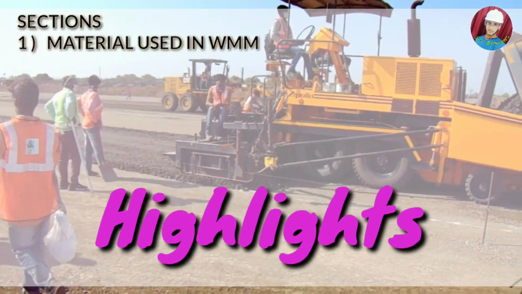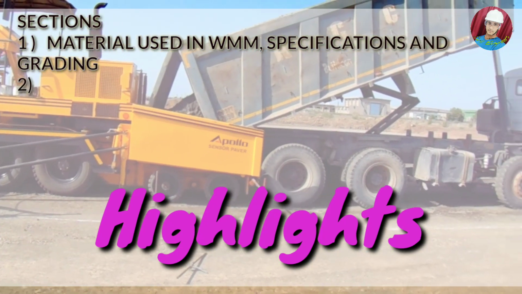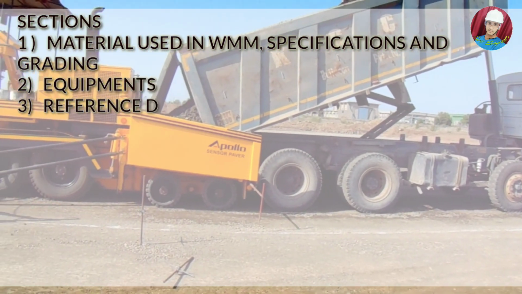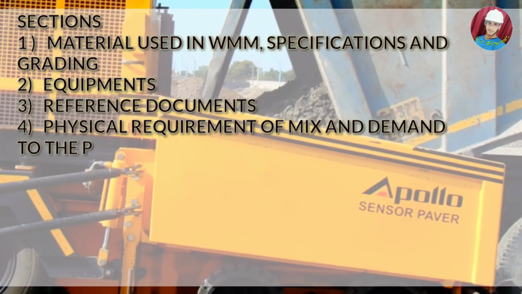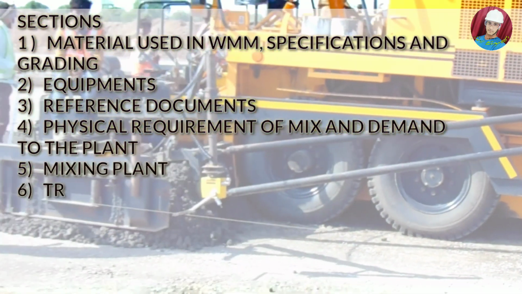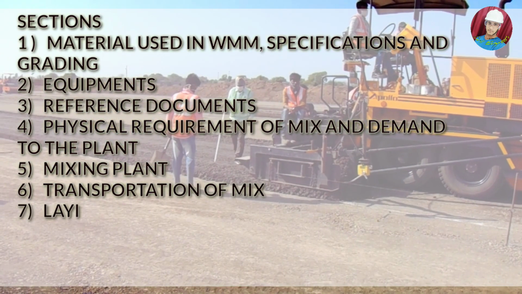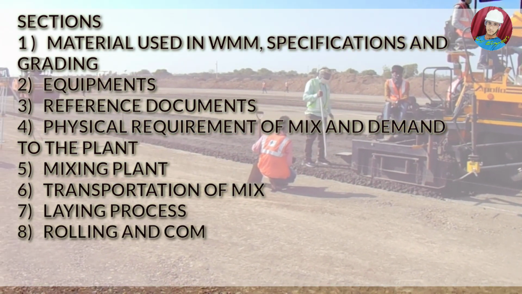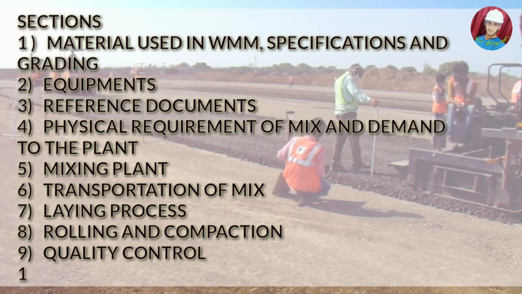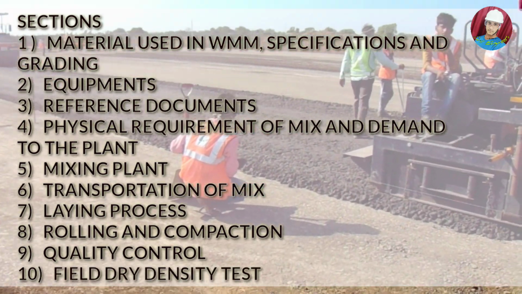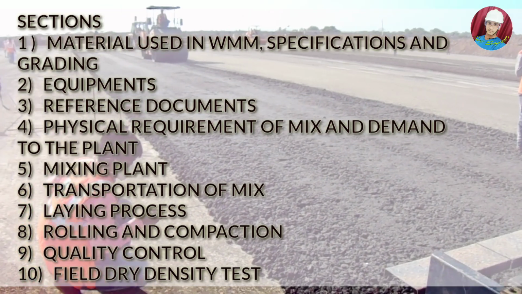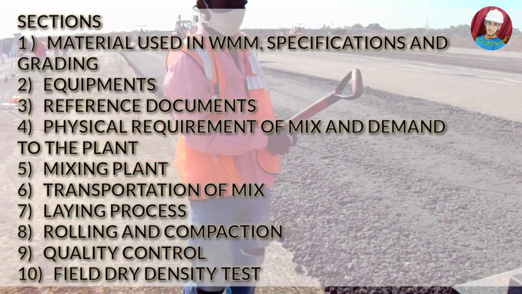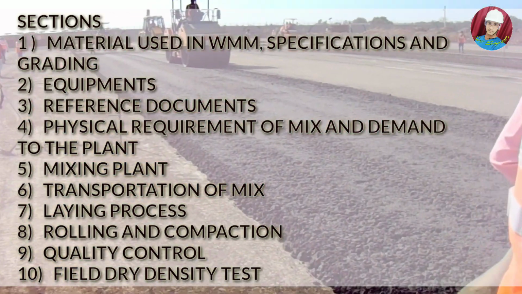Section number 1, material used in WMM, specification and grading. Section number 2, equipments used in WMM. Number 3, reference documents. Number 4, physical requirement of mix and demand to plant. Number 5 is mixing plant, and 6 is transportation of mix. Number 7, laying process. Laying process is also divided into 4 sections.